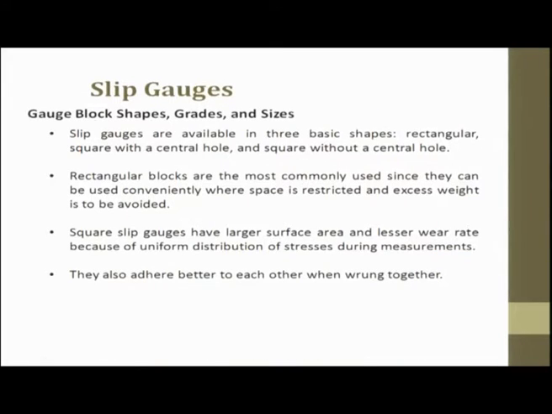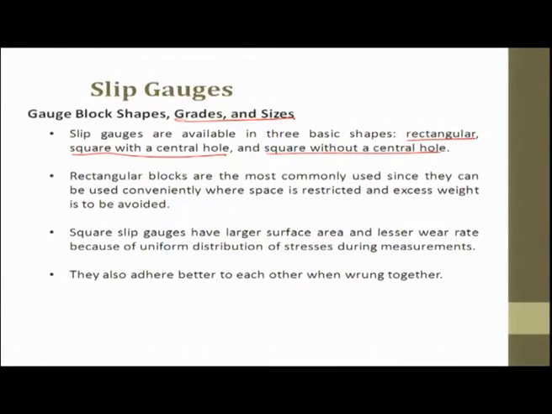So, gauge blocks: shapes, grades and size. There are several grades, like the grades we had in surface plates. Here also you will have grades and sizes. The slip gauges are available in 3 basic shapes: rectangle, square with a center hole and square without a central hole for various applications. So, what we showed you was a rectangle type.